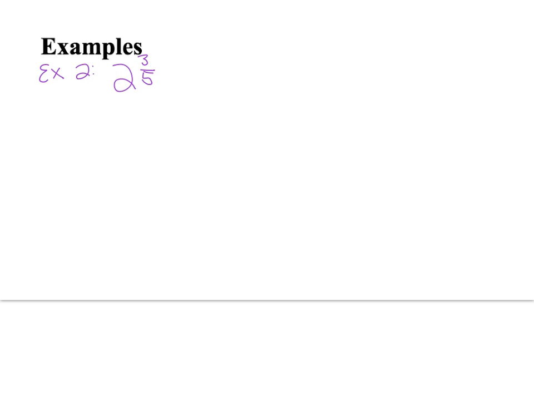Example 2. We're going to change 2 and 3/5 to an improper fraction. Step 1, we need to multiply the whole number times the denominator. 2 times 5 is 10. Step 2 told us that we need to add the product 10 and our current numerator, which was 3, to give us our new numerator. So 3 plus 10 is 13. 13 will be our new numerator. Our denominator stays the same, it's still 5. And so our improper fraction equivalent of 2 and 3/5 is 13/5.